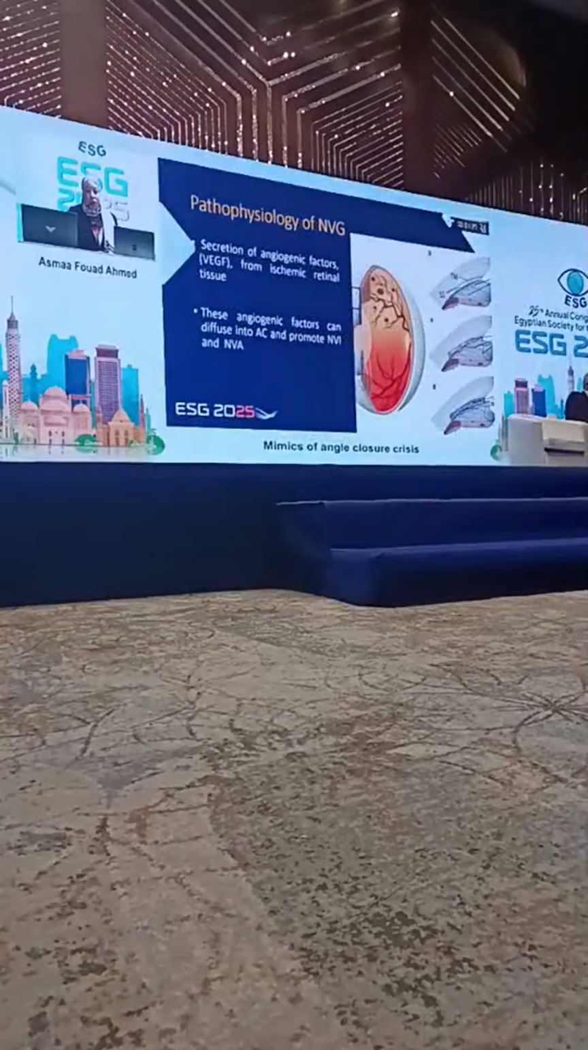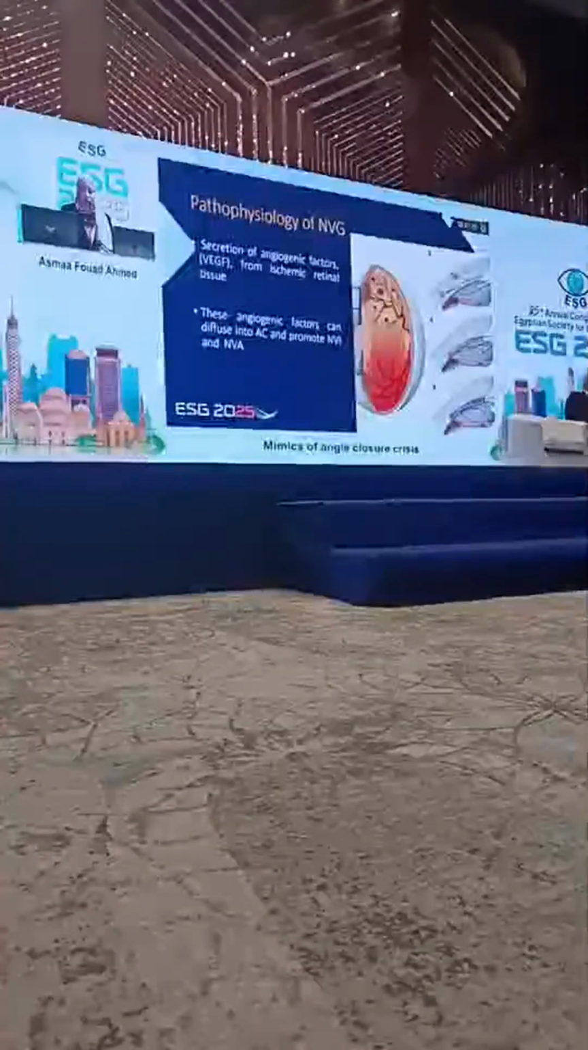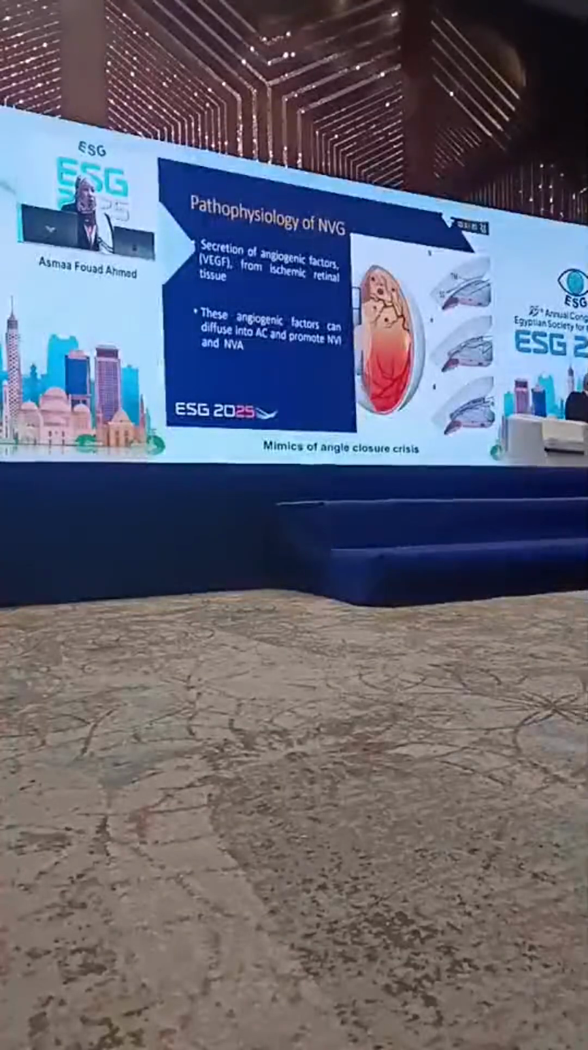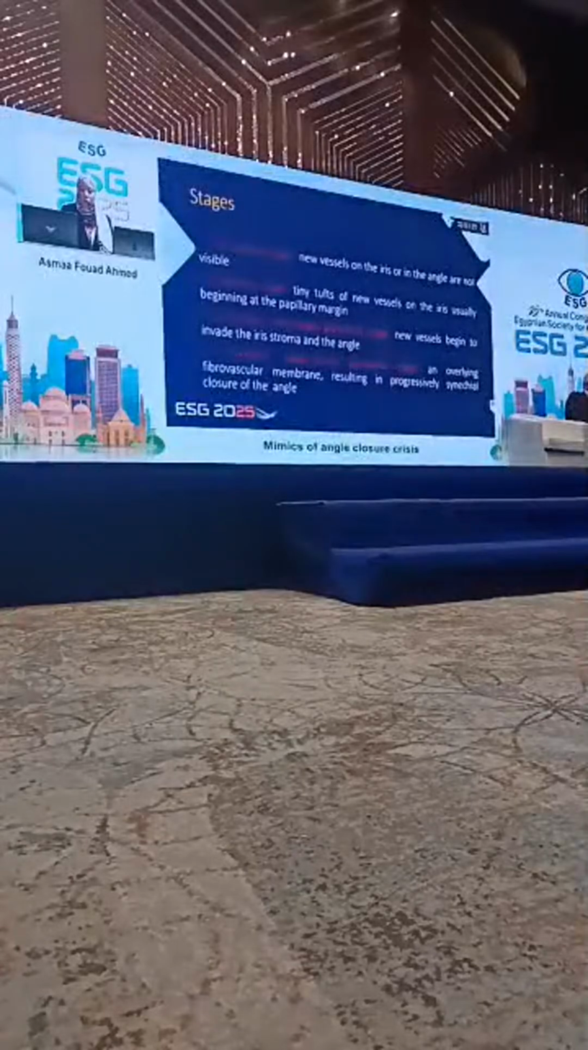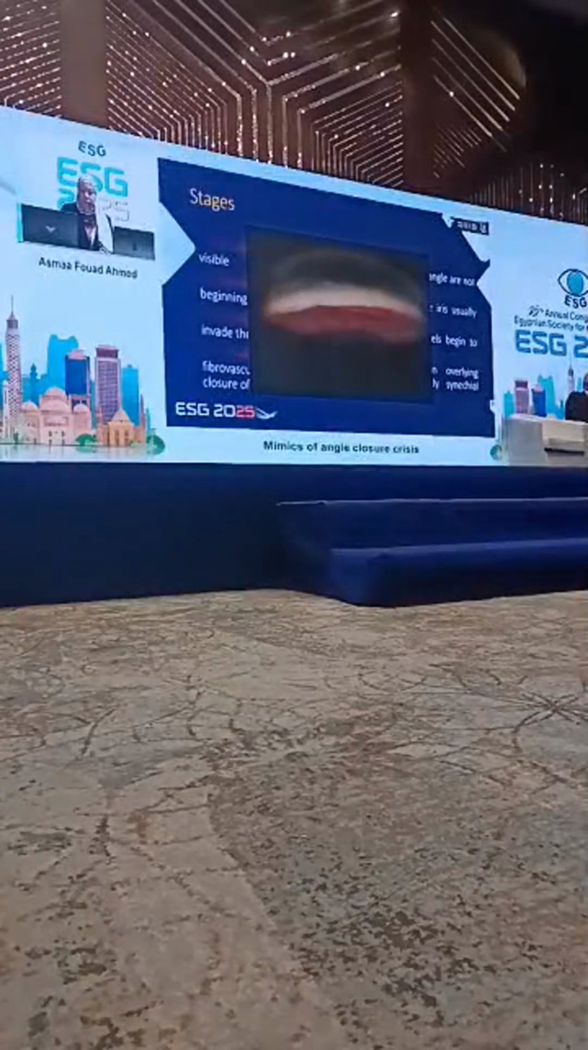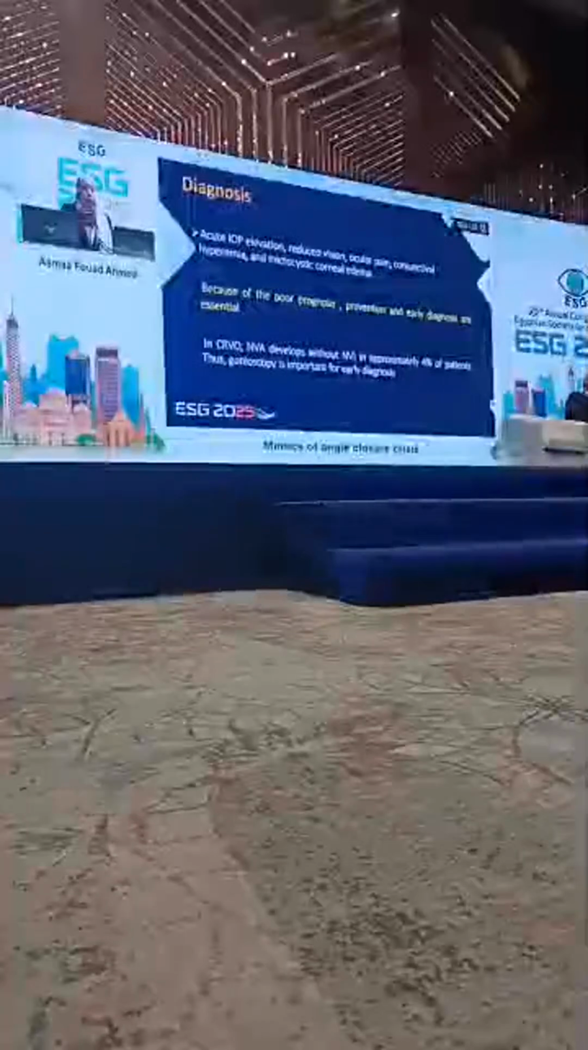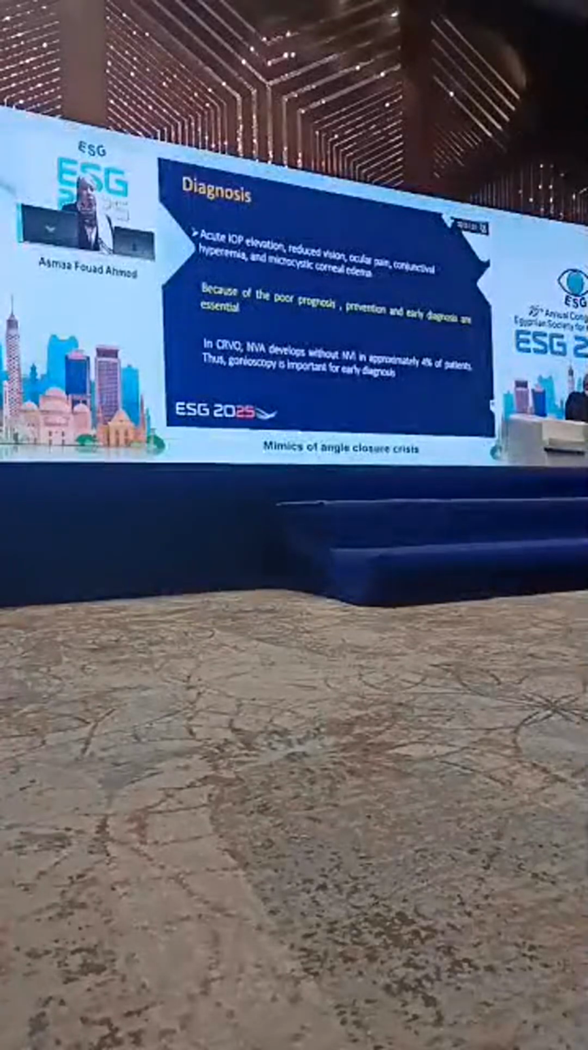Secretion of angiogenic factors, especially VEGF, from ischemic retinal tissues may develop new vascularization in the anterior chamber and produce new vessels in the angle. There are three stages: pre-rubeosis stage, rubeosis, secondary open angle glaucoma stage, and finally secondary angle closure glaucoma. Because of the poor prognosis, prevention and early diagnosis are essential in neovascular glaucoma.